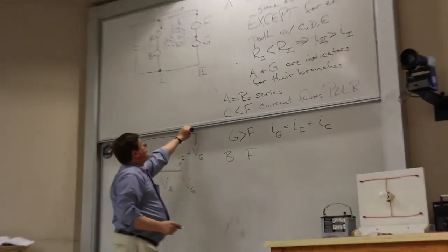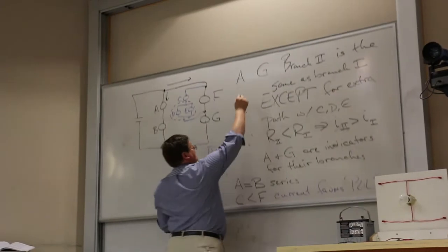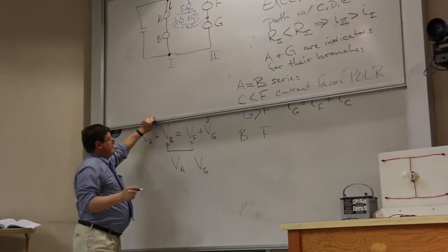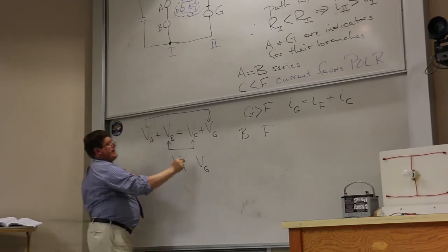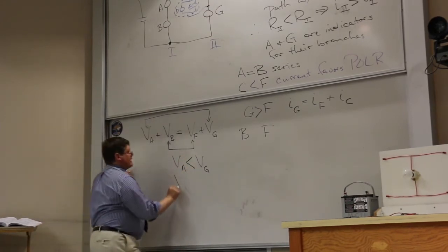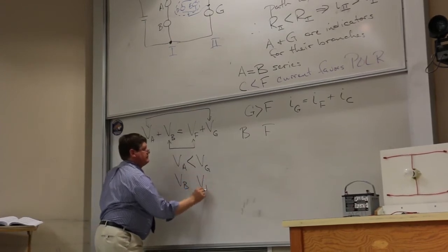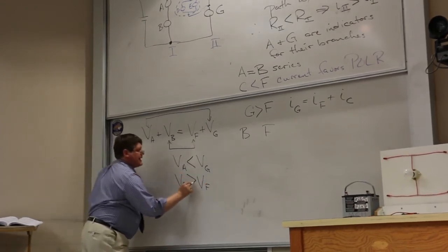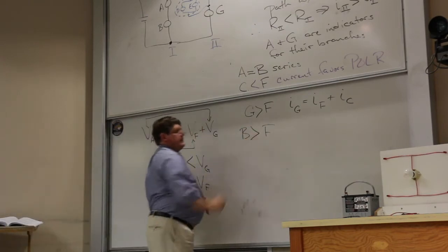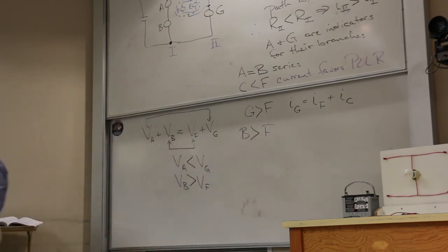And I said that G is brighter than A. Well, if G is brighter than A, then it's got more volts across it than A. So now when I compare the other two, the inequality has to go the other way, and so B is brighter than F.